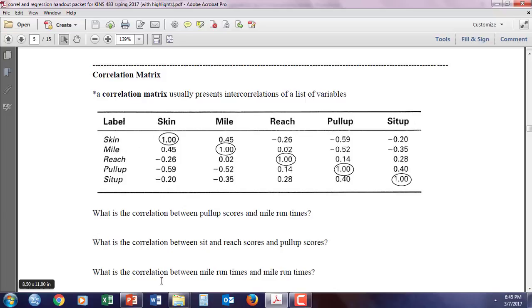And finally, what's the correlation of anything to itself? Your answer is always going to be 1.